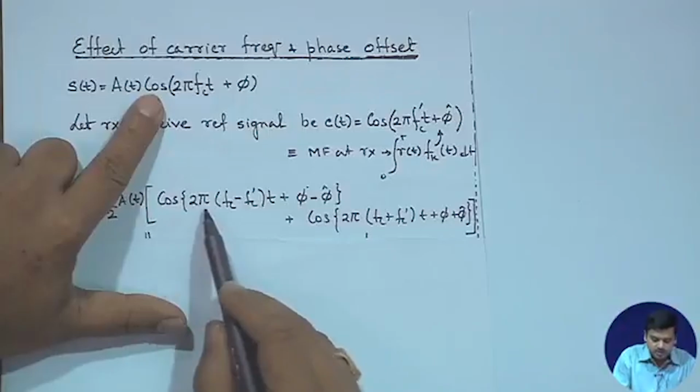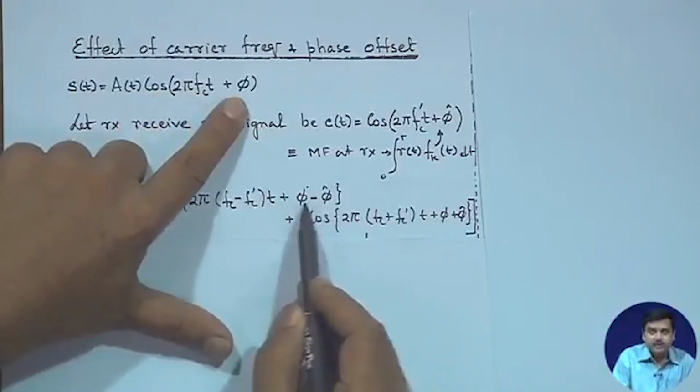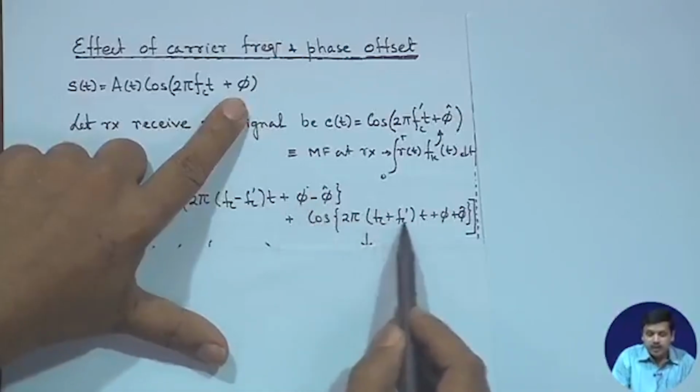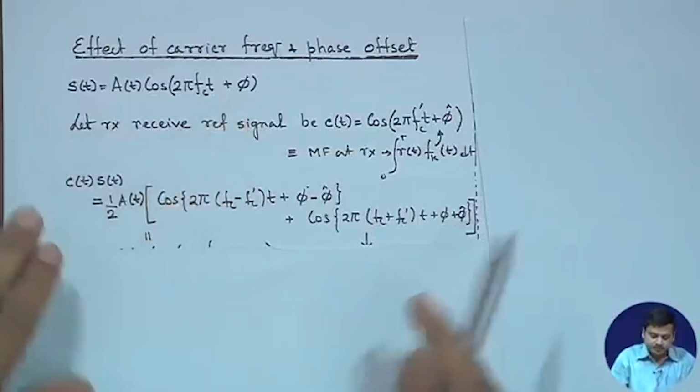So, you are going to get the terms cos of 2 pi f c minus f c prime t and the difference of the phases, and the next term would be the plus, that means cos 2 pi f c plus f c prime t and the addition of phases as well.